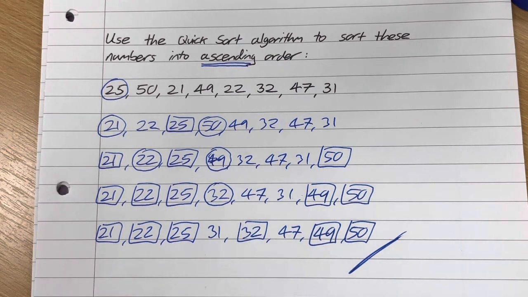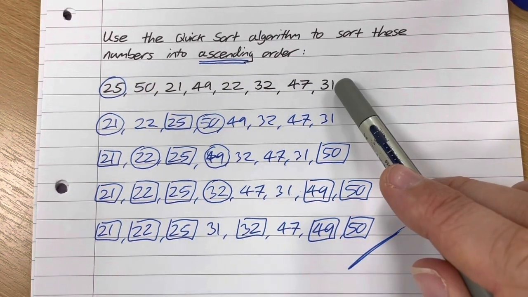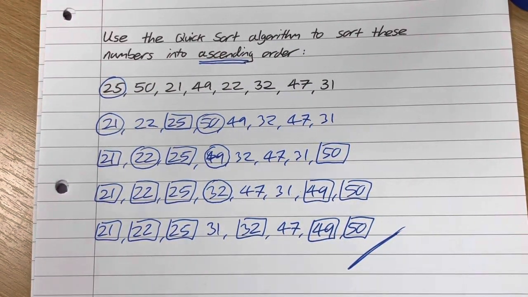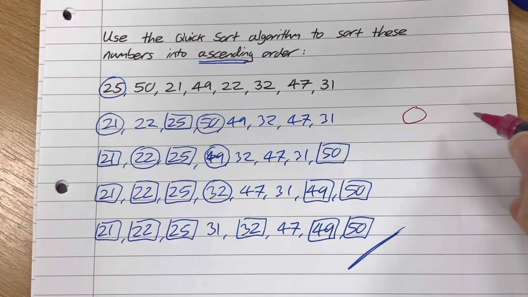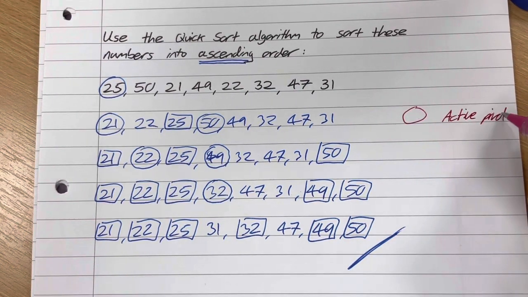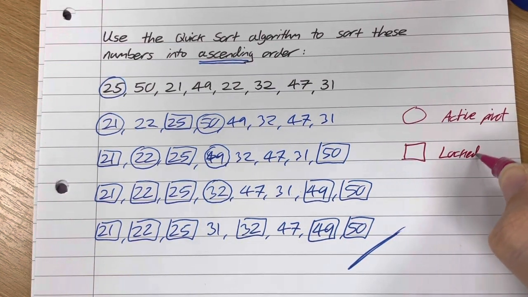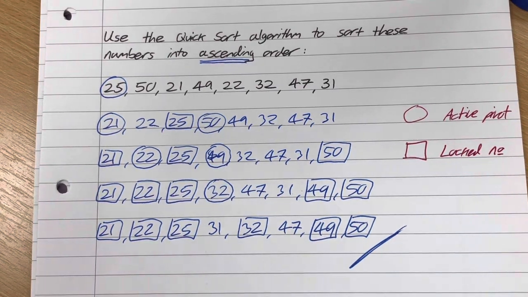Okay, so that completes the quick sort algorithm. That is one you need to know how to execute. A question could say that with a list of numbers, and you'd have to show the algorithm being executed correctly. Don't forget that a circle is an active pivot and a rectangle is a locked number. Okay, that is one that is already in its correct position in the list.